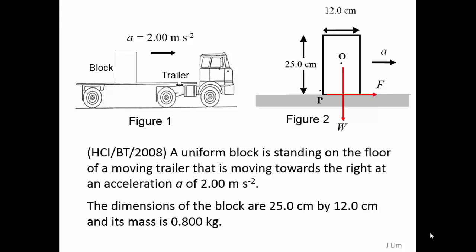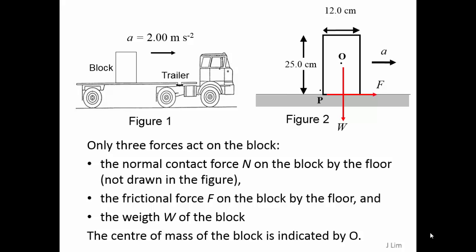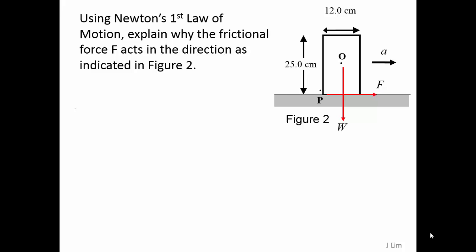A uniform block is standing on the floor of a moving trailer that is moving towards the right at an acceleration of 2 meters per second squared. The dimensions of the block are 25 cm by 12 cm and its mass is 0.8 kg. Only three forces act on the block: the normal contact force N on the block by the floor, the frictional force F on the block by the floor, and the weight of the block. The center of mass of the block is indicated by O.